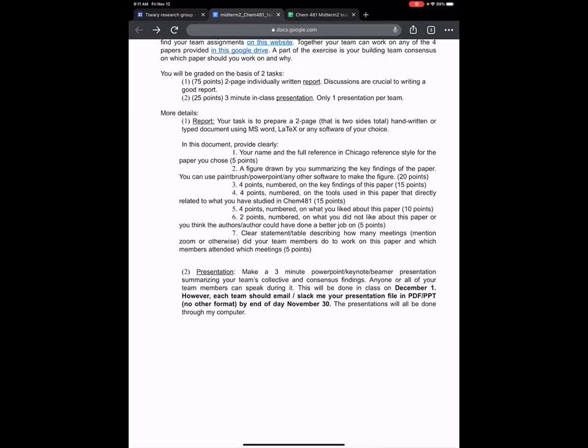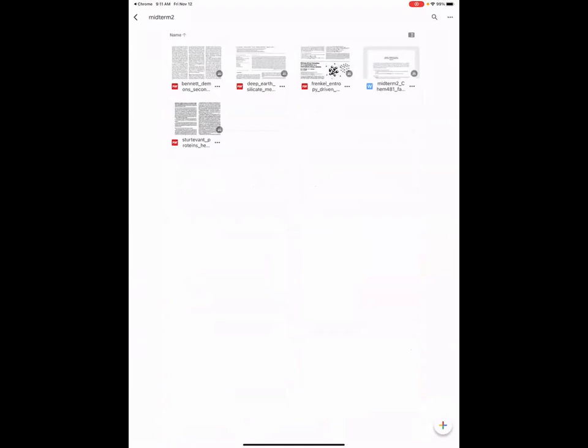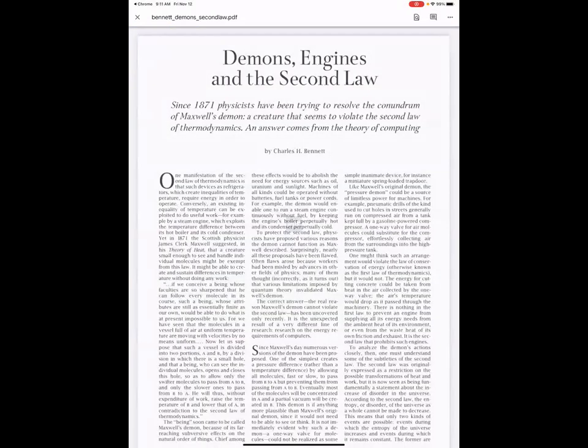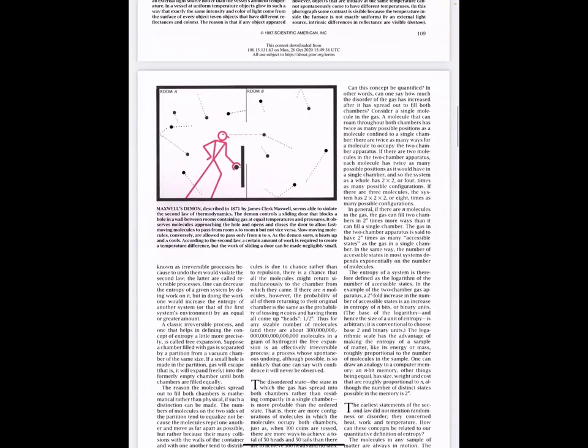Okay, let's look at the papers. There are 4 papers. The first one is by someone named Charles Bennett. You can go and Google about him. Charles Bennett is considered to be the father of modern quantum teleportation. He came here to give a seminar also. I actually once got to write a computer code for him, which was a lot of fun.